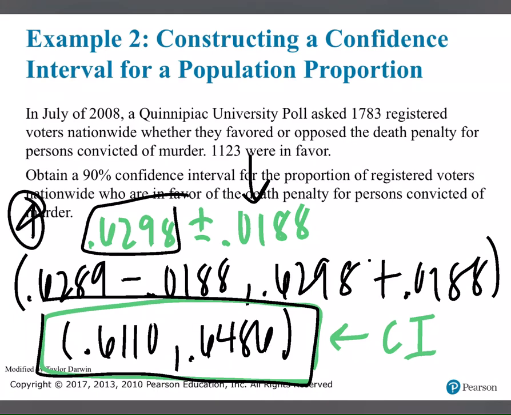And step 5 is to do something that's called interpreting it. And to interpret it, we always pretty much do the same thing. So I'm going to talk about that next.